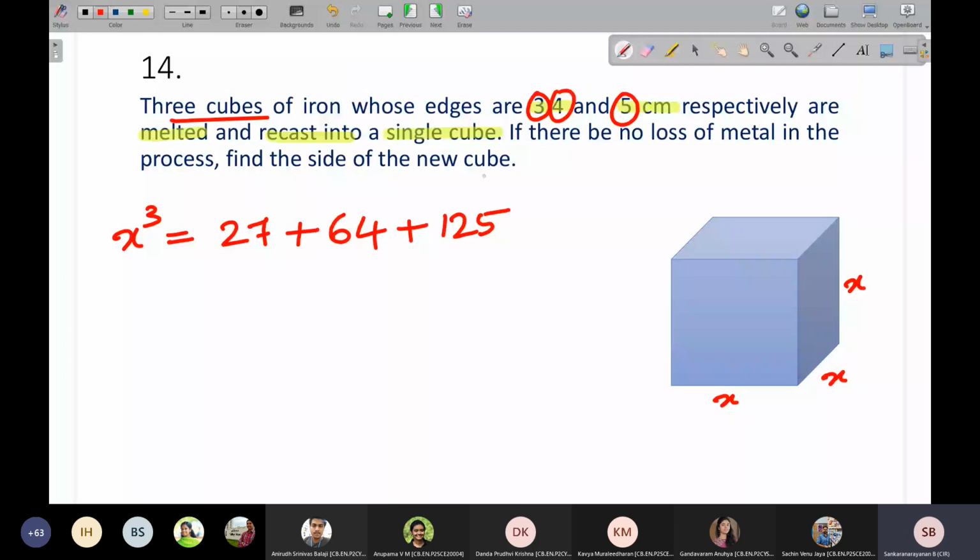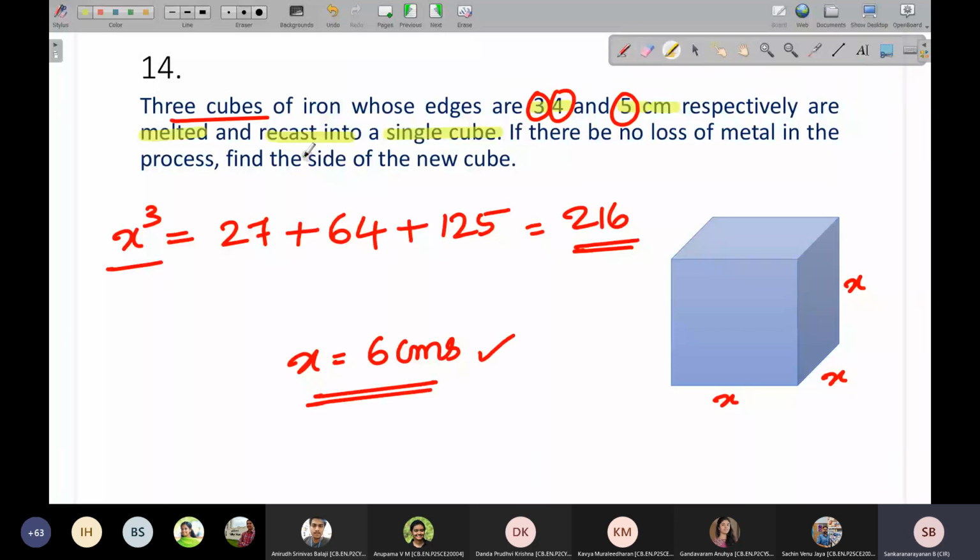Thus I have x cube is equal to 216. This gives me x equal to 6 centimeters. So this particular big cube has got an edge that is equal to 6 centimeters. So that brings conclusion to this question here. Okay, 14th question here. Let us consider the next question now, 15th question.